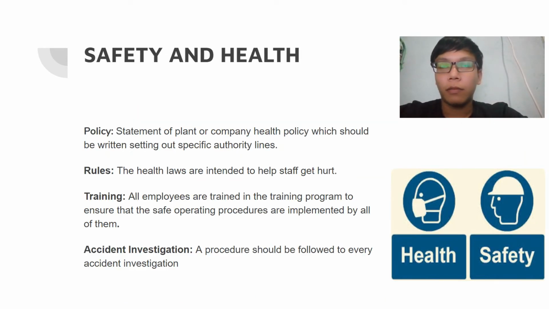Safety and health. For the policy, a statement of plant or company health policy should be written setting out specific lines of authority. For the rules, the health laws are intended to help staff not get hurt. And then training. All employees are trained in the training program to ensure that safe operating procedures are implemented by all of them. Last, accident investigation. A procedure should be followed for every accident investigation.